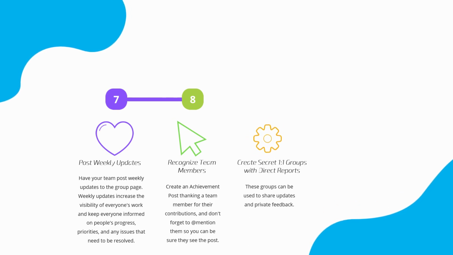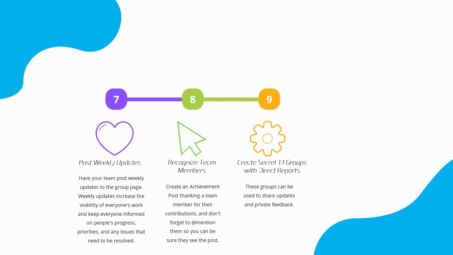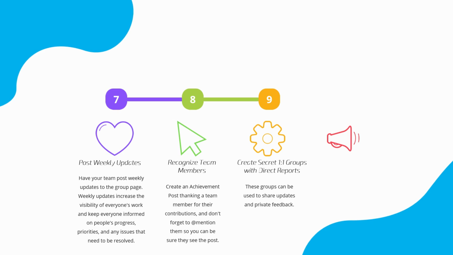Create secret one-on-one groups with direct reports. Create secret one-on-one groups to manage your relationships with your direct reports. These groups can be used to share updates and private feedback. They are also a great way to onboard new employees and discuss performance evaluations.